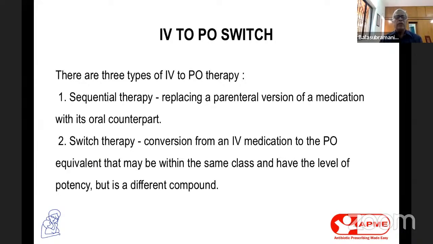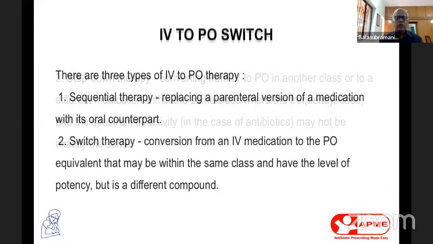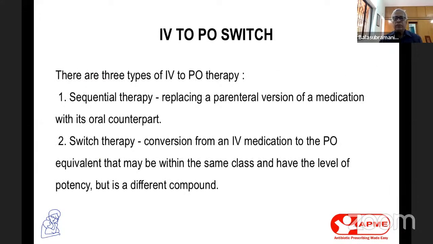And there are three types. One is sequential, the other is switch, third is step down. Let us look at each of them. Sequential means you have started a parenteral version of a medication. For example, pneumonia, you have given IV amoxicillin. You can discharge a child with its oral counterpart, oral amoxicillin. That is sequential therapy, right?